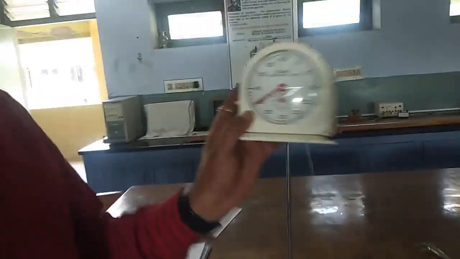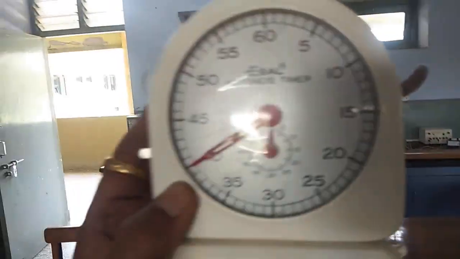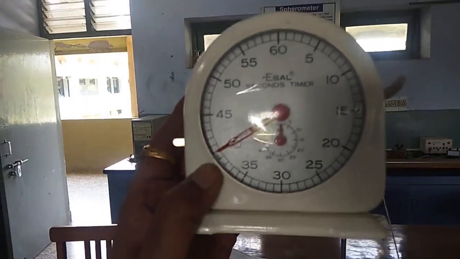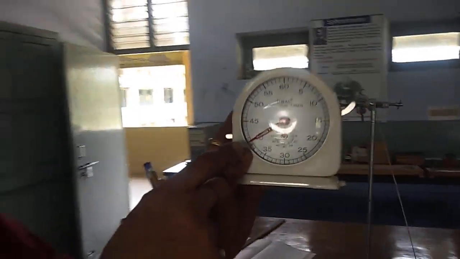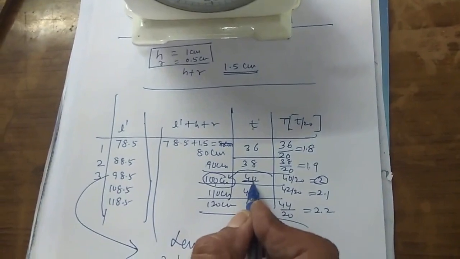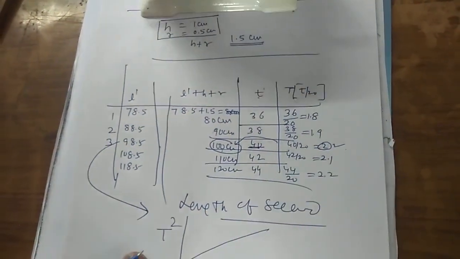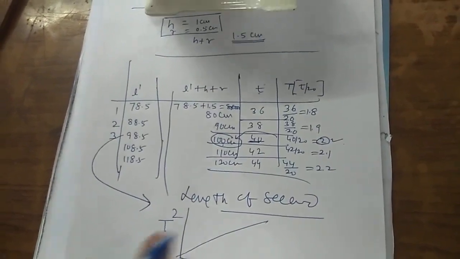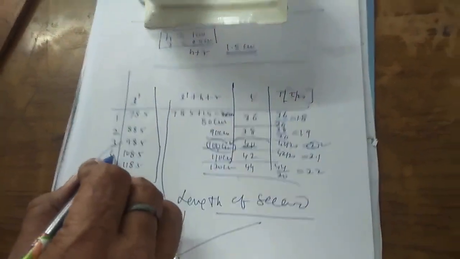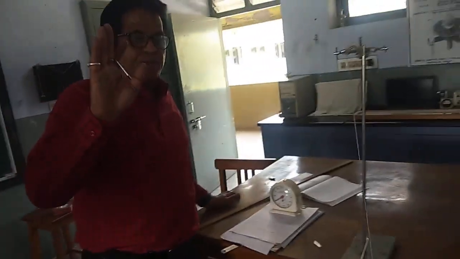See that? When the length is 98.5, the time which we measure in this stopwatch is 40 seconds. That we had written here. You see that? Here, 40 seconds. Is it clear? Yes, at that time the time period is 2 seconds. That is the length of the second pendulum. So this is the way you write these 5 observations in your lab manual. Okay? Bye.